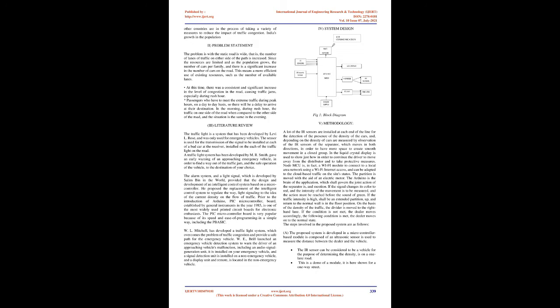The problem with the static road divider is that the number of lanes of traffic on either side of the road is fixed. Since resources are limited and the general public, as well as the number of cars per household, is increasing, there is a significant increase in the number of cars on the road. This means a more efficient use of existing resources, such as the number of available lanes.